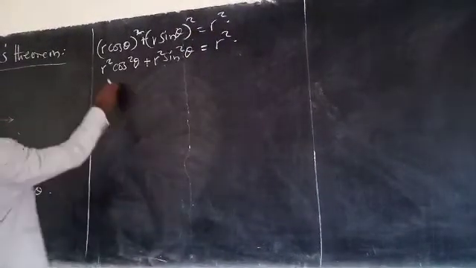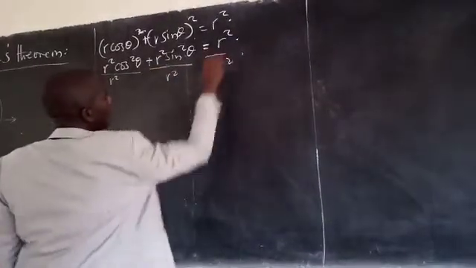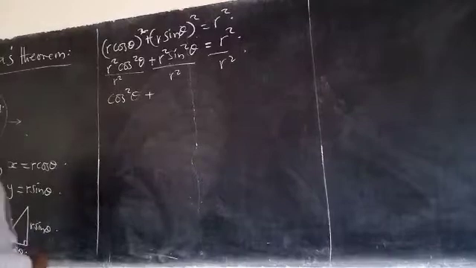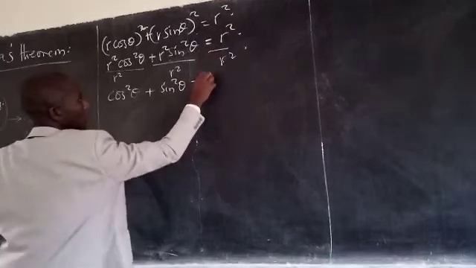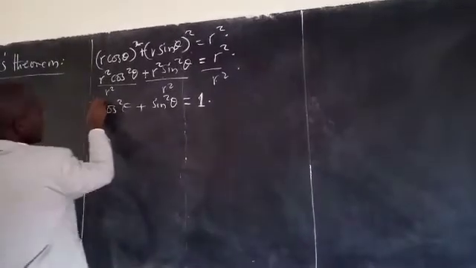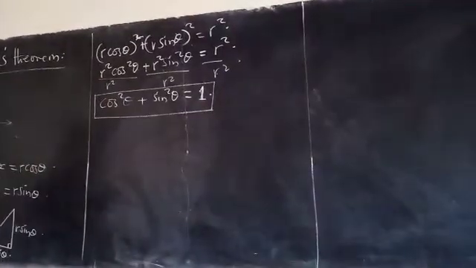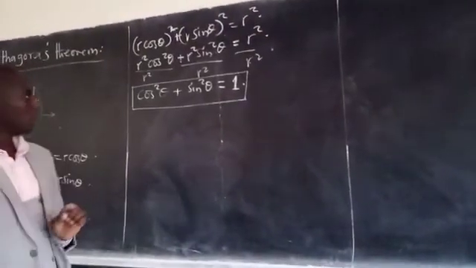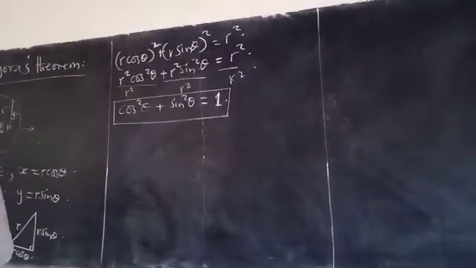So if I divide both sides by R squared, here I would remain with cos squared theta plus sin squared theta equals 1, since R squared over R squared is 1. This one is an identity. It is called a trigonometrical identity that is derived from the Pythagoras Theorem. We use this identity quite often in solving many trigonometrical equations.